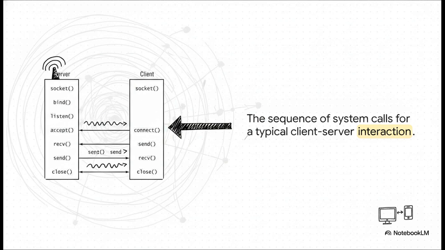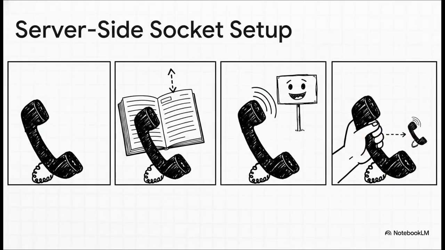So let's walk through what the server has to do. Let's use a phone analogy here. First, the socket call is like getting a brand new phone from the store. It's just a device, it doesn't have a number yet. Then, bind is you going to the phone company and saying, okay, I want this specific public phone number for this phone. This is your IP address and port.